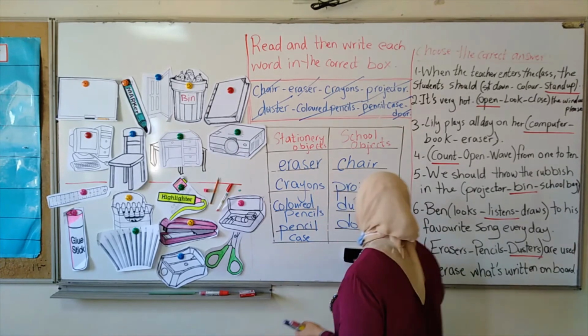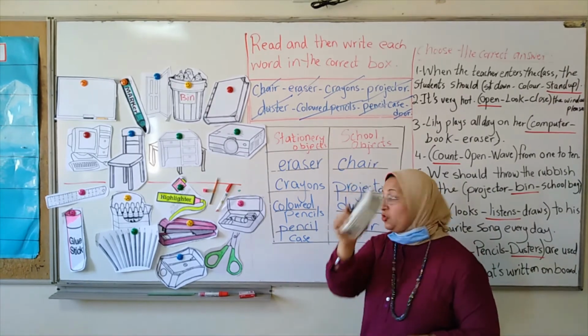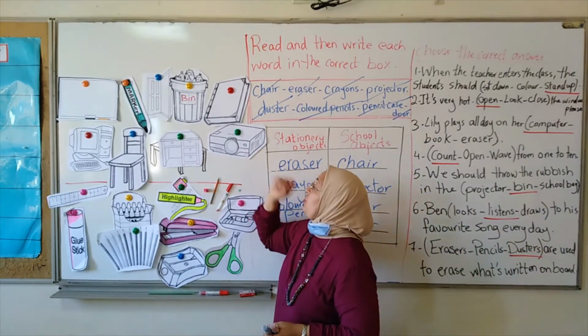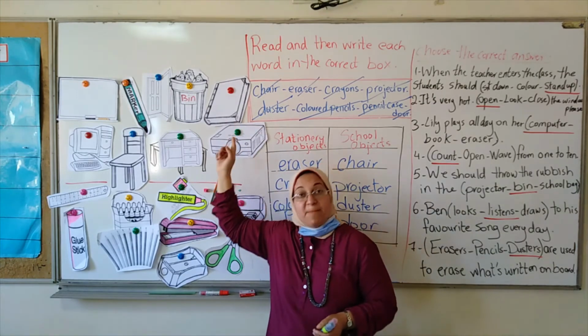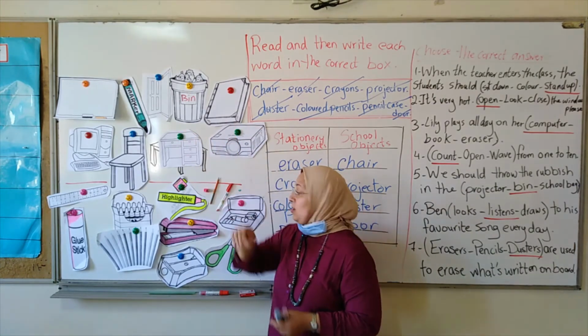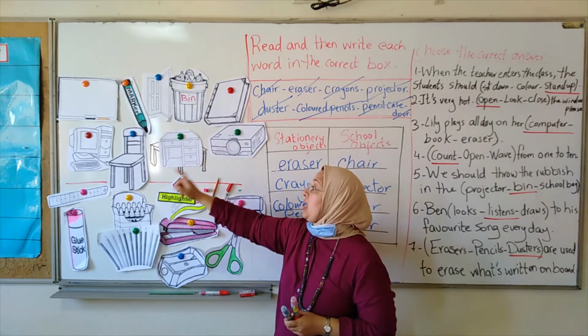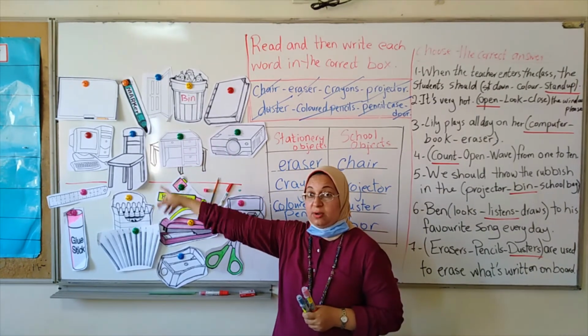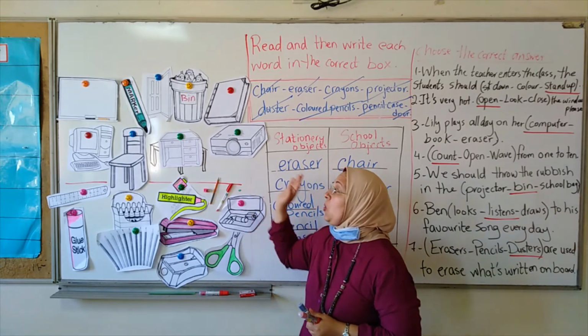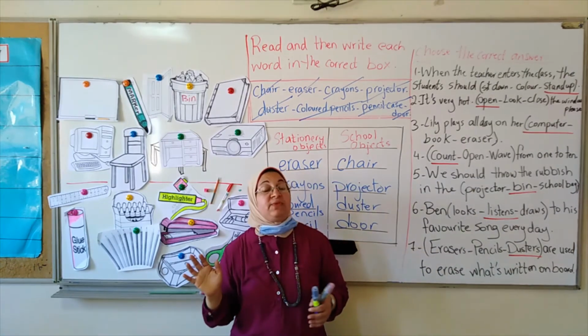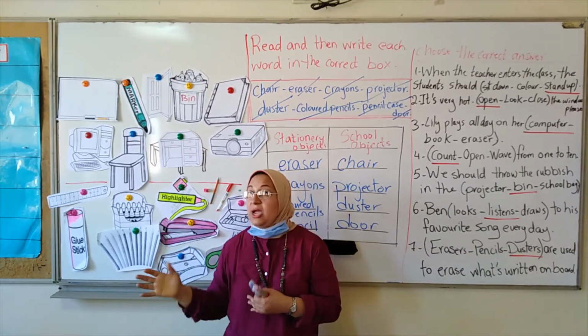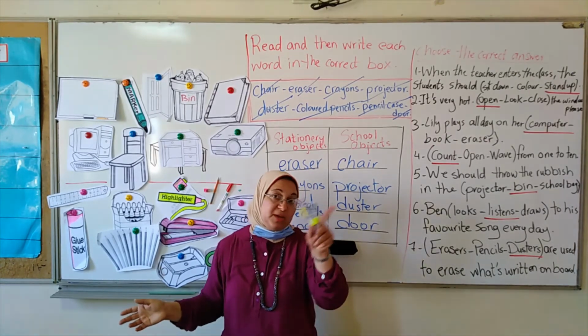Board, duster, projector, book, pen, door, markers, desk, chair, computer. So all these things are called school objects because I can find them inside my class and I just use them here, but I don't take them with me at home.